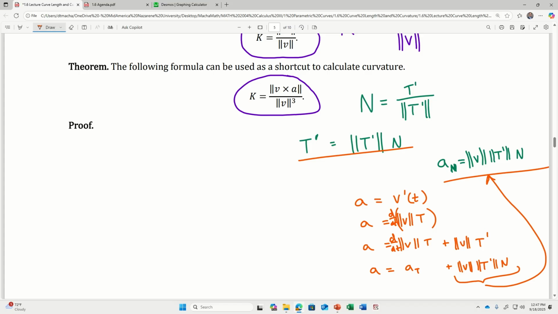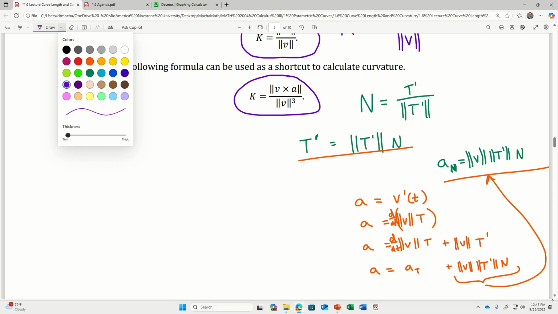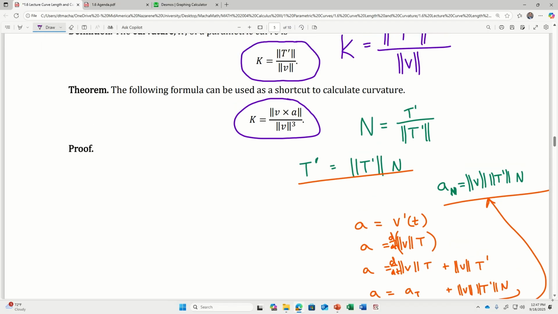So we haven't gotten to the proof we want to yet. I'm just kind of getting all the tools out of the toolbox over here in the margin so that I can eventually decide what I'm going to use in this proof. And we're almost there. Because the definition of curvature, the first formula above, is the norm of T prime over the speed.